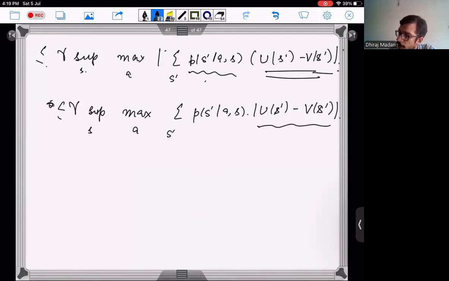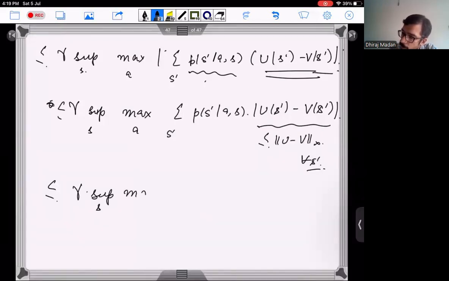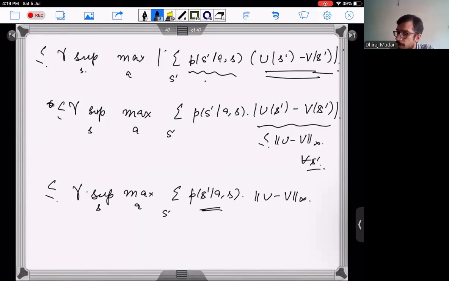This is essentially, for all S prime, less than or equal to the infinity norm of Q minus V for all S prime. So this is less than or equal to gamma times the supremum over S, max over A, sum over S prime, P of S prime given A and S, times the infinity norm of U minus V. And the sum over S prime of P of S prime given A and S is just going to be 1.